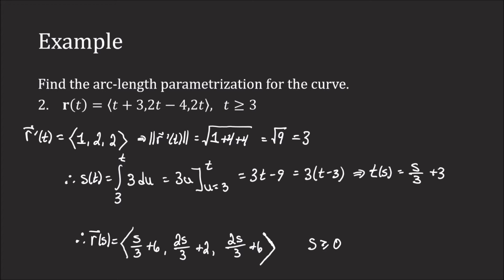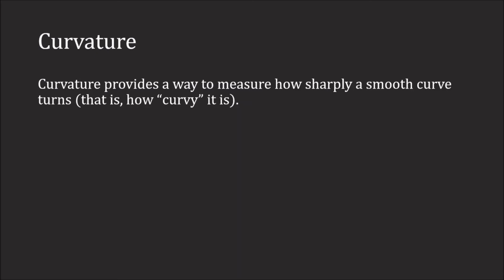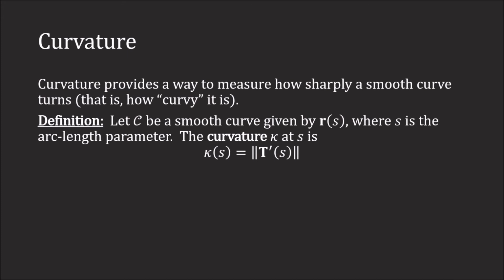Now, we can use this arc length parameterization to find a new measure for a curve, and we call it the curvature. Curvature provides us a way to measure how sharply a smooth curve turns. That is, how curvy a curve is. And we define curvature: let C be a smooth curve given by r of s. So notice that we're not using r of t. We're using the arc length parameterization r of s. Then the curvature, kappa, this is the Greek letter kappa, so let me just write that down. Kappa of s equals the magnitude of the derivative of T with respect to s.